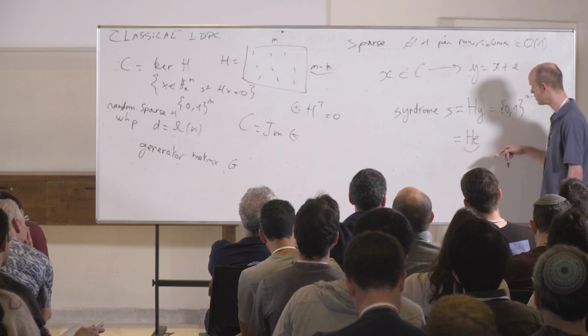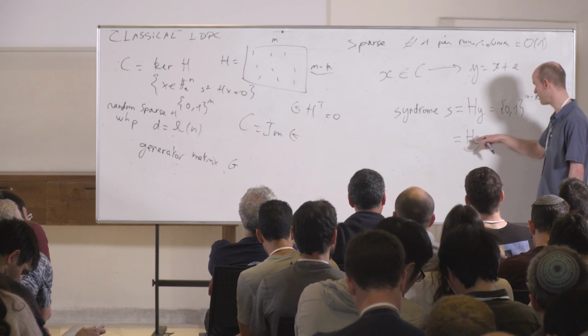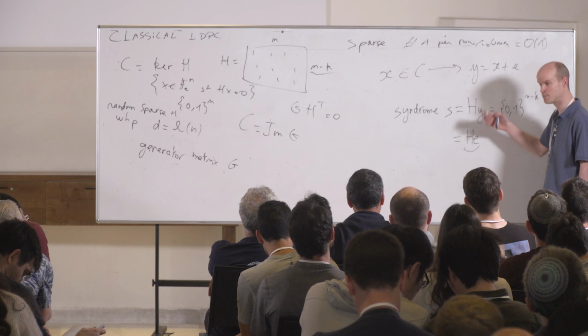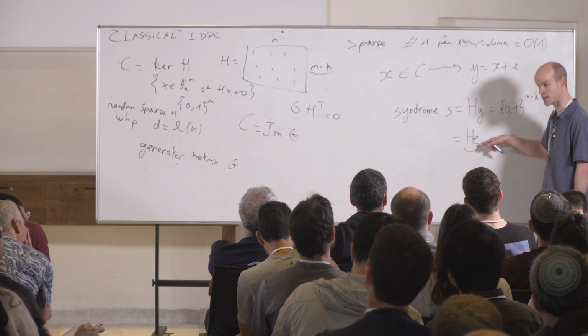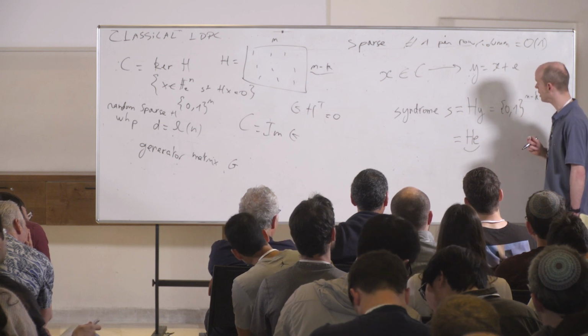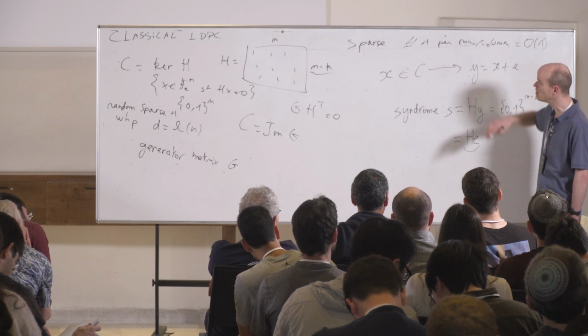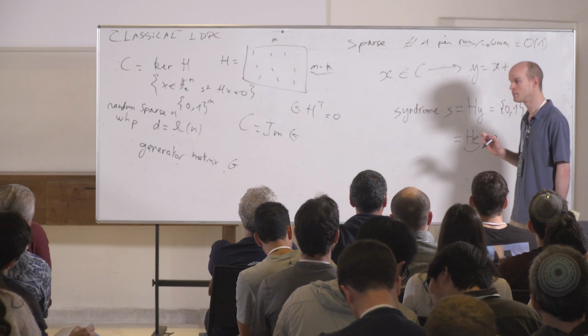This is an NP hard problem in general. If you're given some matrix H without any specific structure and some syndrome, and you want to recover the E of smallest weight that satisfies this, this is NP hard. So people want to design efficient decoding algorithms, so you want to find classes of codes for which this problem becomes easy.